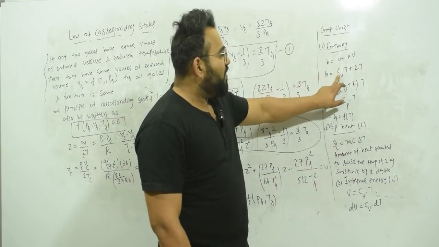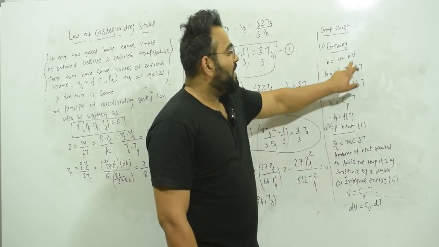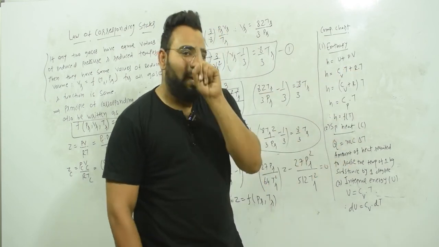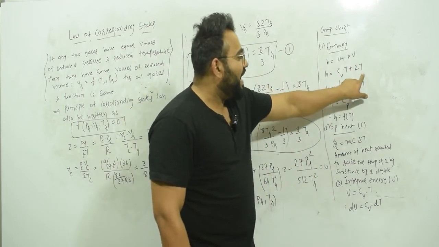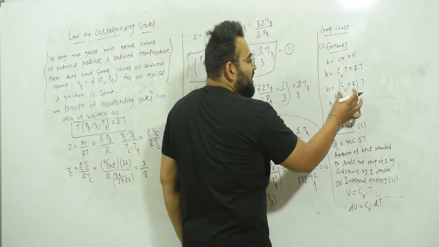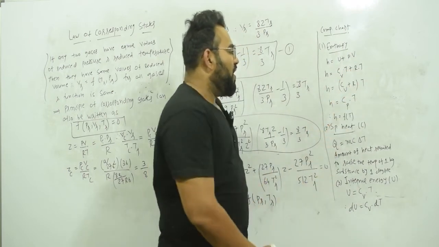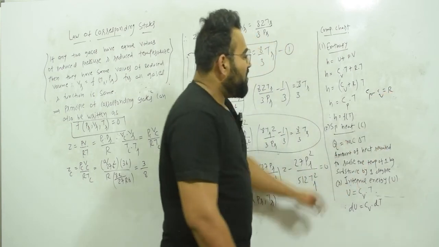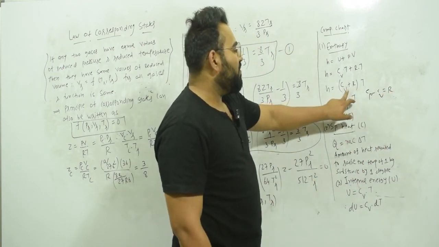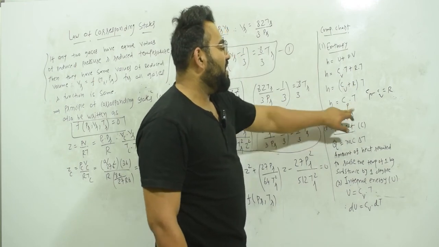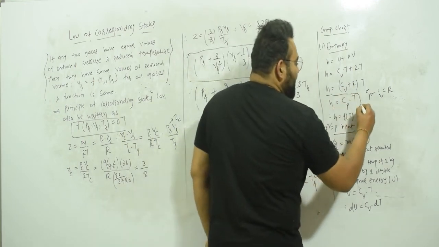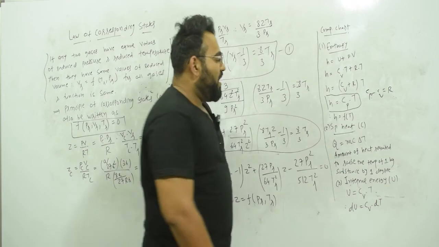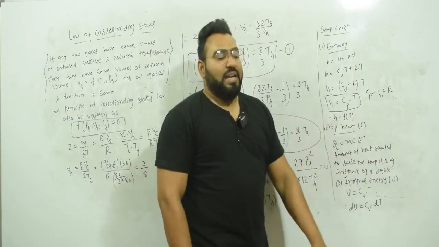So I can write U is equal to Cv into T plus, we know that PV is equal to mRT, but we have taken mass equal to 1. So in place of PV, I can write RT. T is common, so this is Cv plus R into T. We know that Cp minus Cv is equal to R. So in place of Cv plus R, I can write Cp. So H is equal to Cp into T. So H is a function of temperature. Enthalpy is a function of temperature.